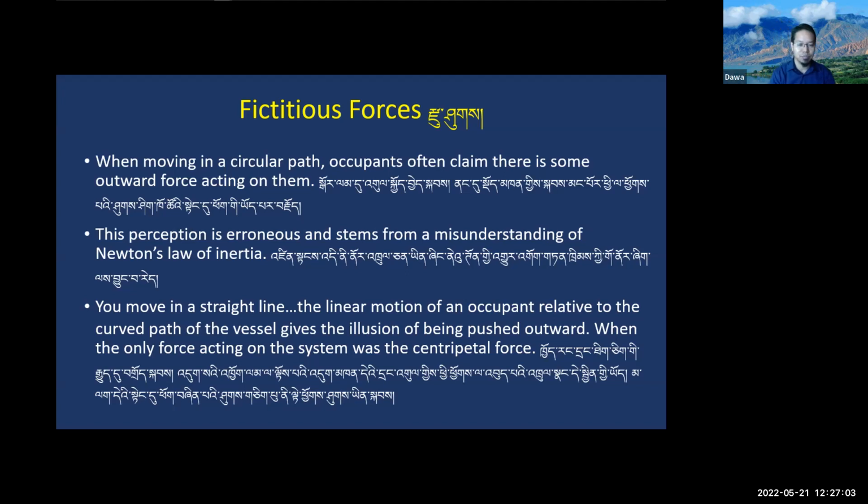The idea that you got pushed out is due to perception. That's not what happened. You kept going straight, but the tuk-tuk was curving because of forces of friction on the road. It's not a real force that you were pushed out. It's simply perception.